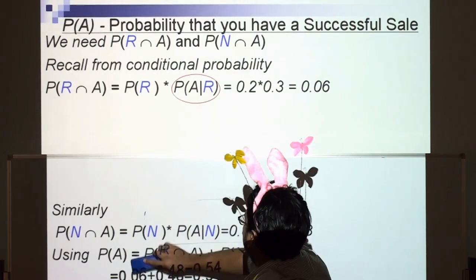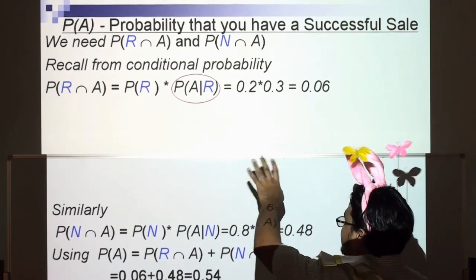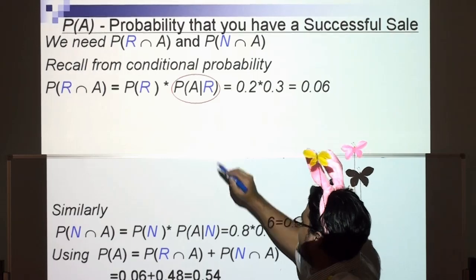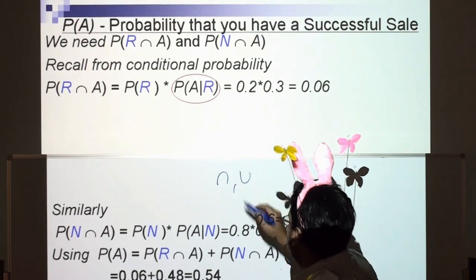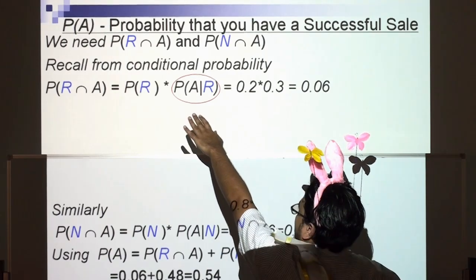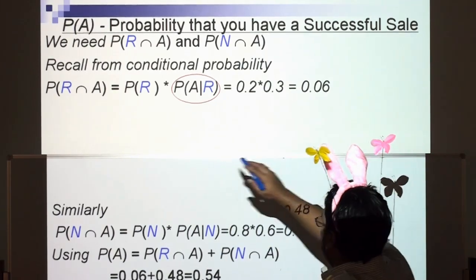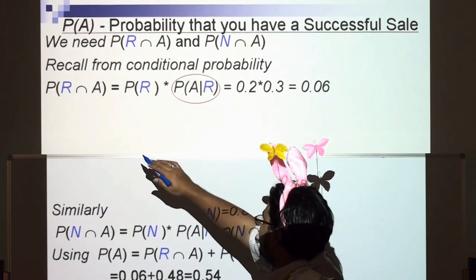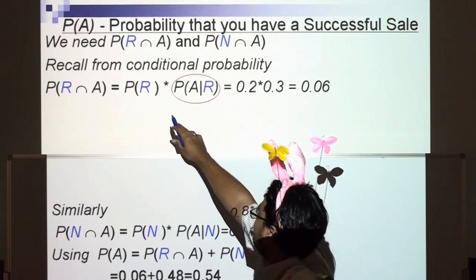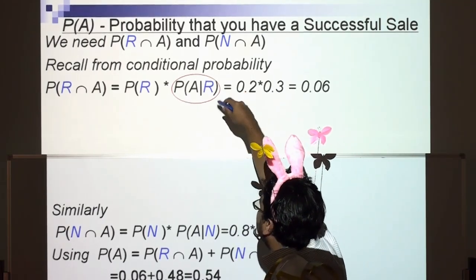Okay, let's move on. Now, the probability of success, that's what we wanted to answer. And we're going to use these Venn diagrams and Venn notations. Remember we did that before, intersect and union. So we need the probability of rain with success and the probability of no rain and success. So we recall from conditional probability that we just did previously that P(R intersect A) is equal to probability of R multiplied by the probability of success given rain.